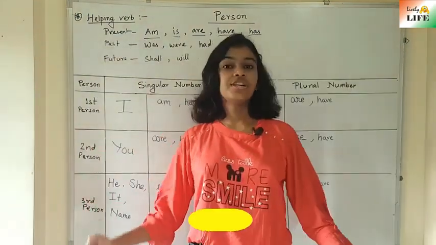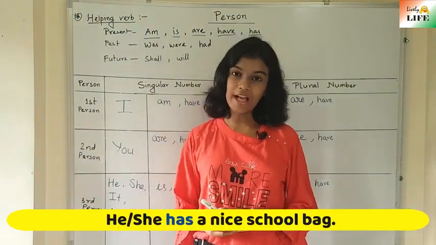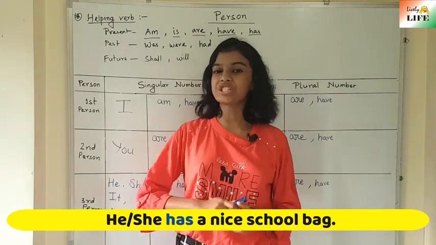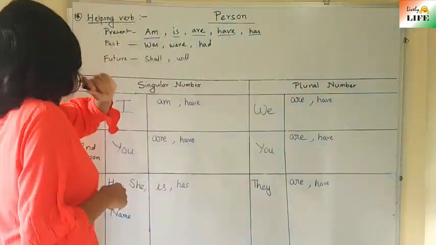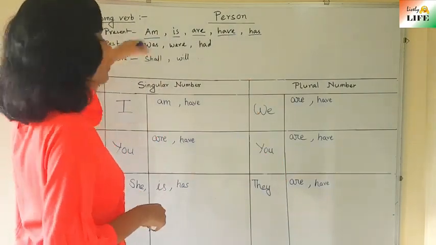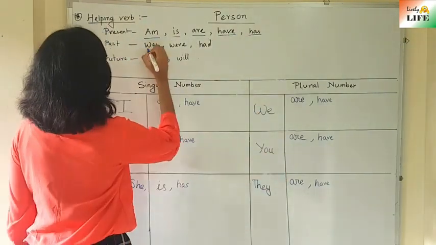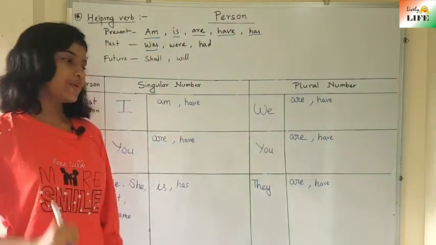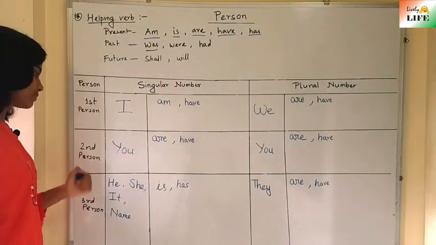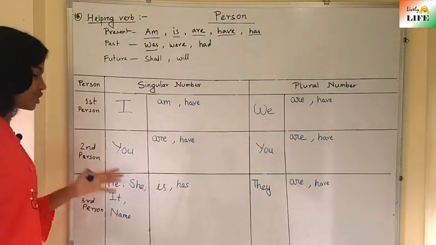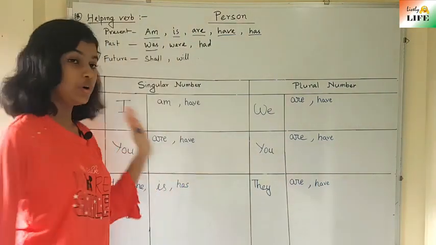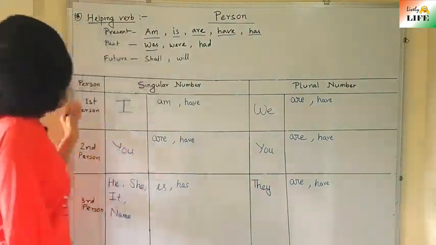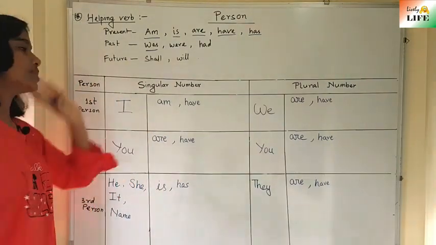Okay. She has a nice school bag. Megha has to go home. Okay. Now, these were the present tense. Okay. Now, let's move to the past. Was. We use was after I and he, she, it. So, after singular number but not after you. Okay. We use was after first person singular and third person singular.